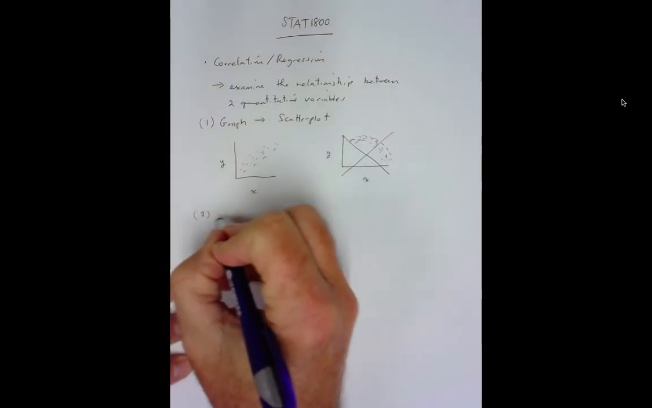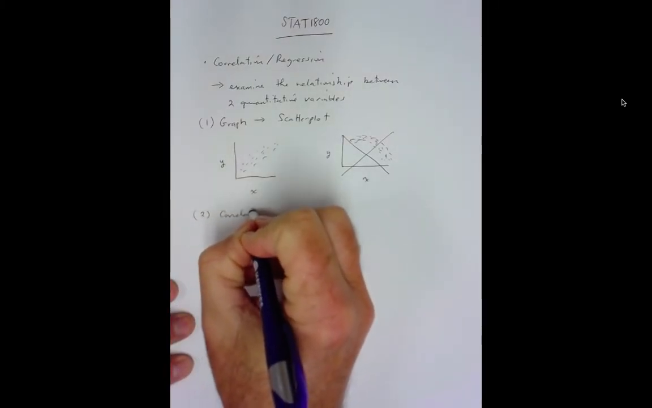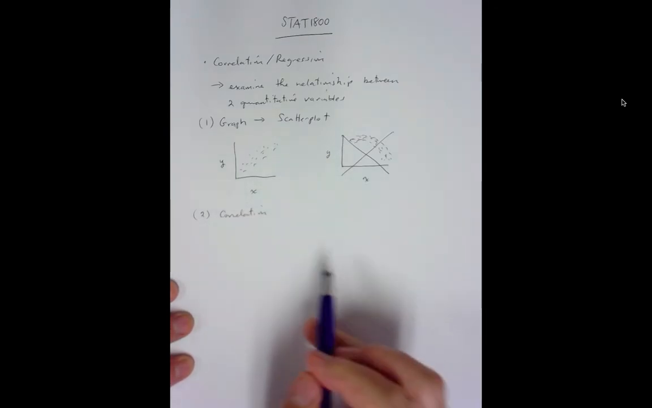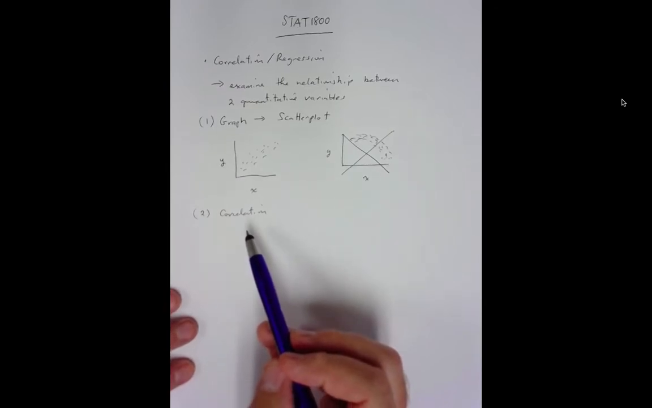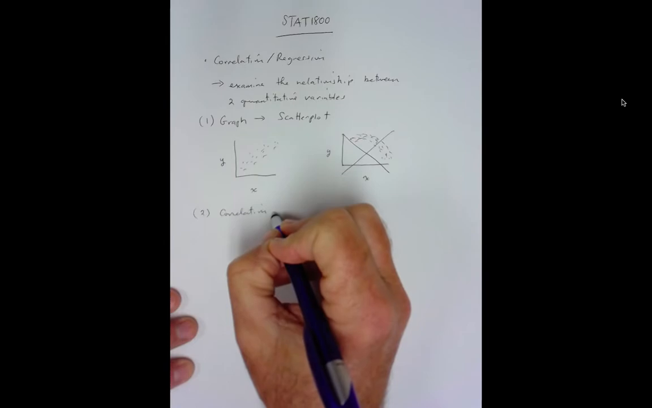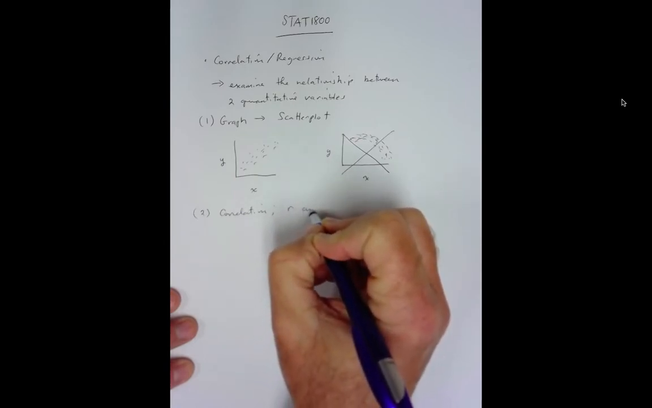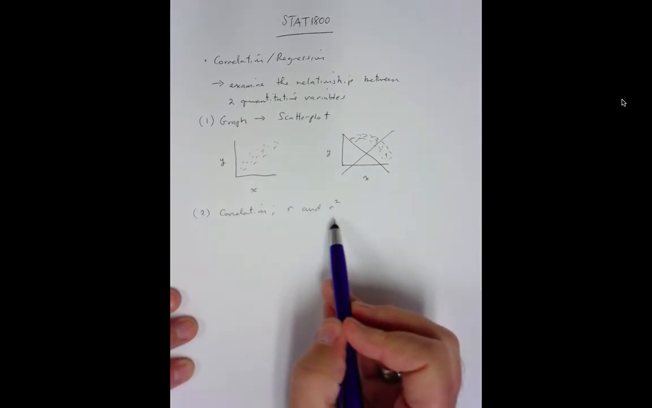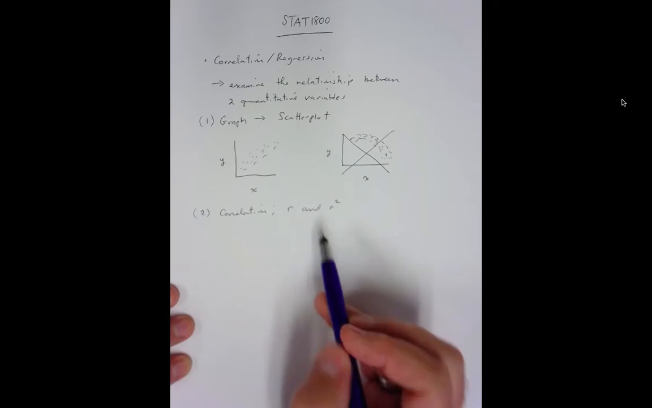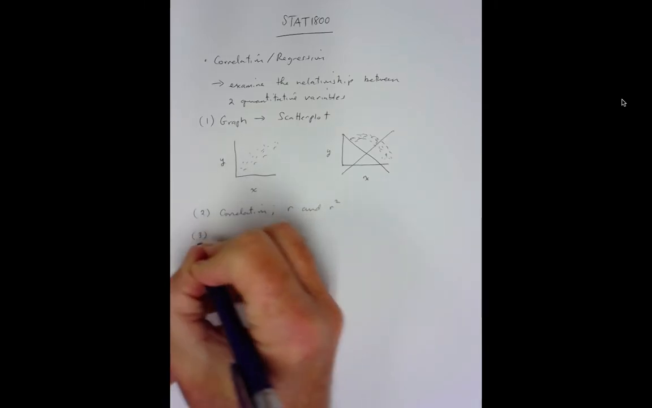The second thing I would want you to do, once you establish from the picture that a linear relationship does exist, is to examine the correlation. There are two parts to correlation that I want you to consider, R and R squared. R is the correlation coefficient, R squared is the coefficient of determination. We're going to study this a lot more, so I'm not going to go into that a lot.